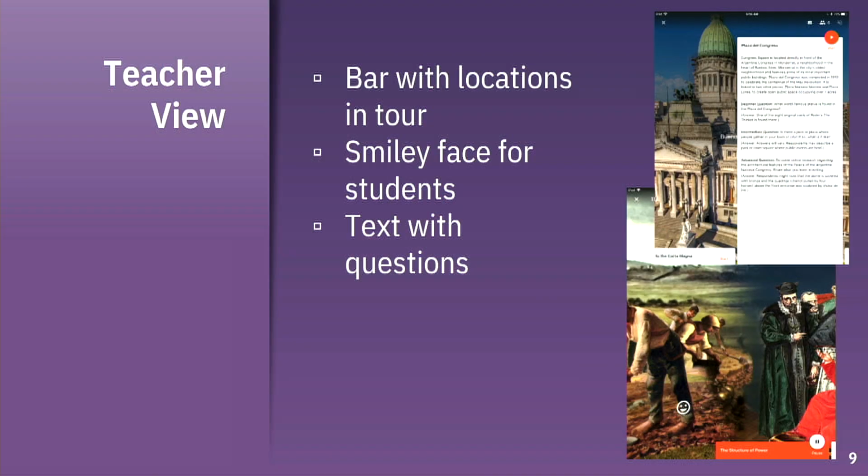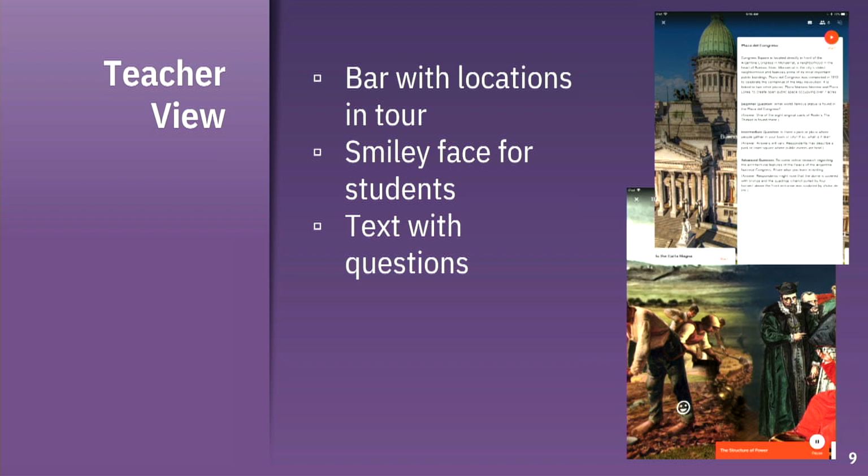Nice thing is, on the bottom of the screen, there's a bar with different locations in the tour. And as I look around on my iPad when I'm leading the tour, I will see different smiley faces. And that tells me where the students are looking. So if I've called their attention to a certain location, I can see, are they actively engaged? Are they following along? Or are they lost and I need to do some redirect there?